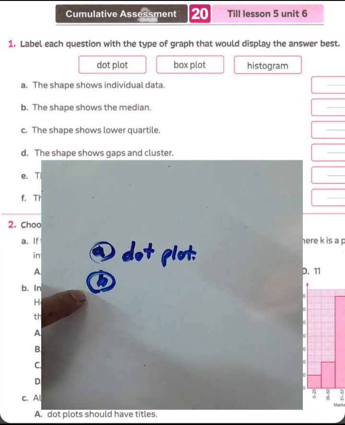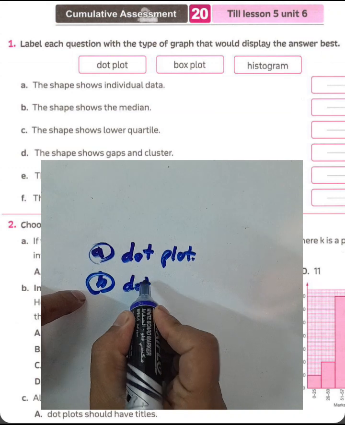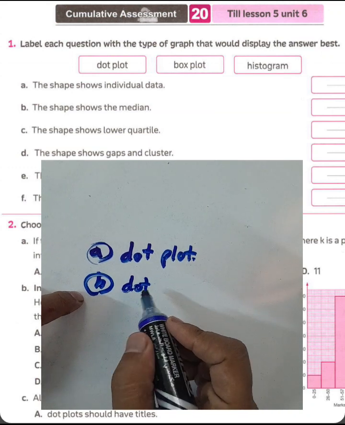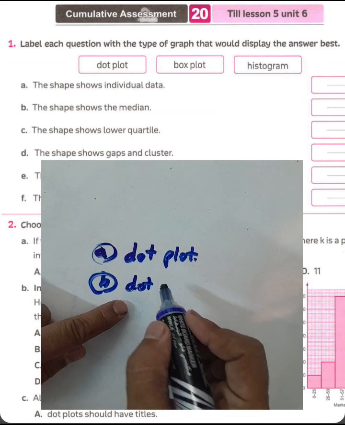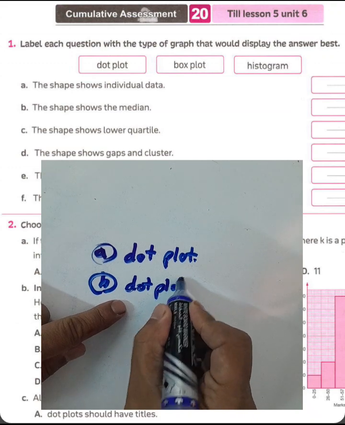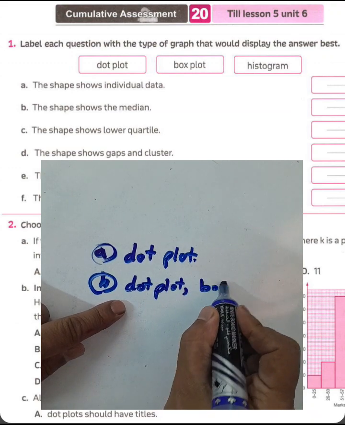Letter B. The shape: choose the median. We must use box plot or dot plot, as you like. Okay, we can use it to find the median. We can use dot plot or box plot, as you like.